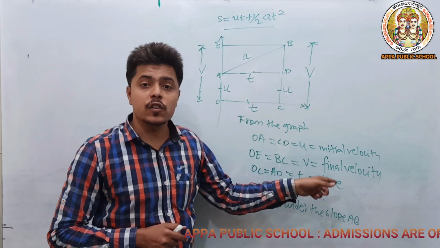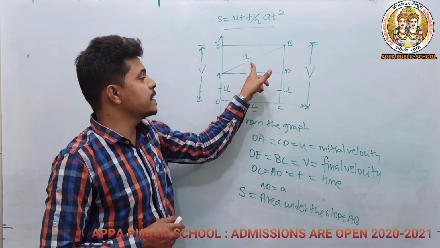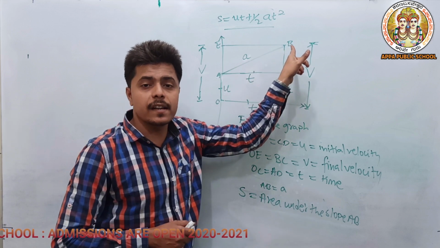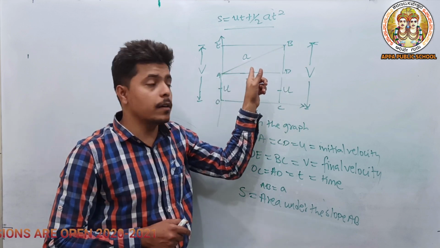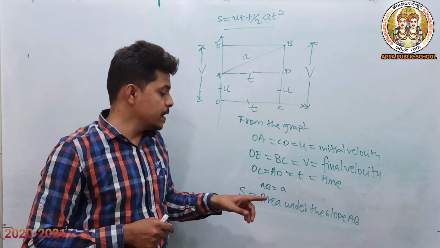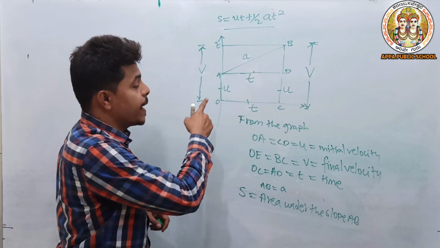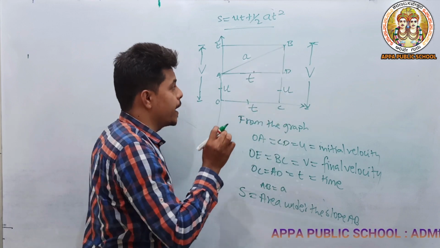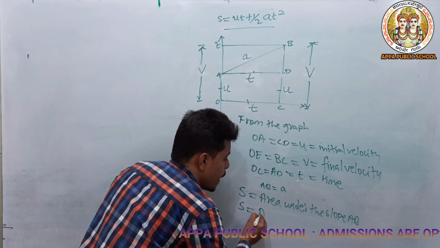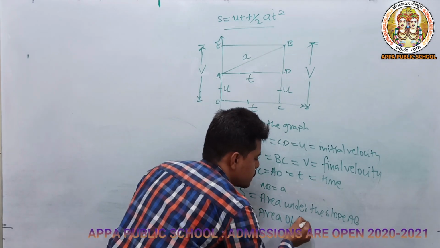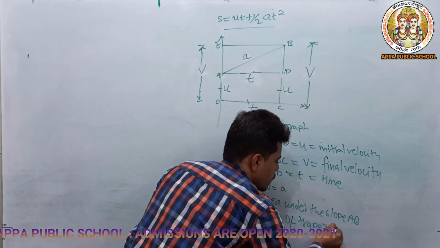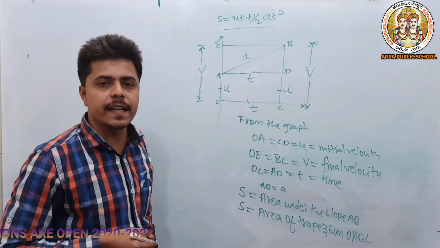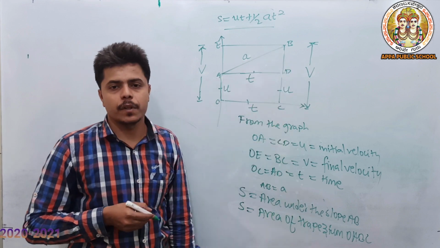S is equal to area under the slope AB. So this is the slope line, and the body is moving with uniform acceleration. We call this slope AB. So now S is equal to area of trapezium OABC. Under the slope AB, we can see the area of trapezium OABC. So under the graph AB, we can see one trapezium, that is OABC.